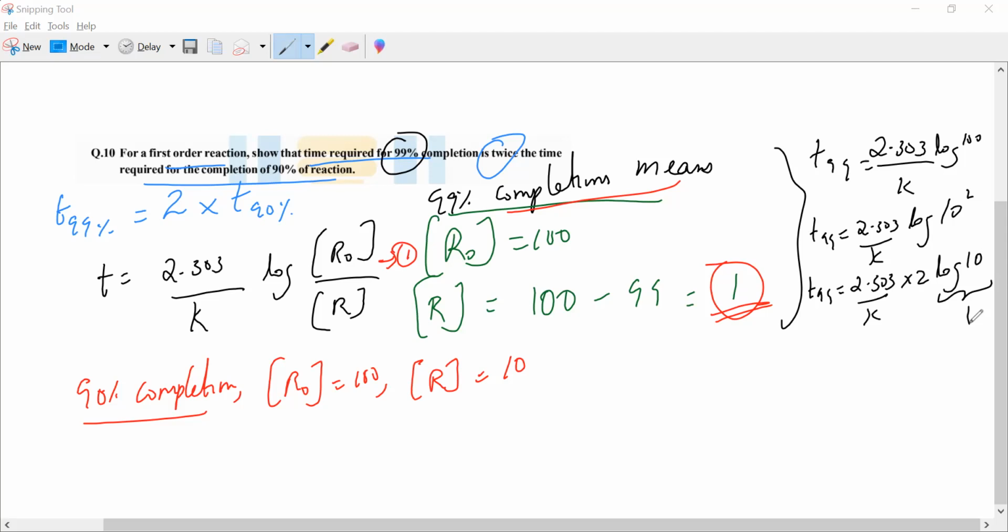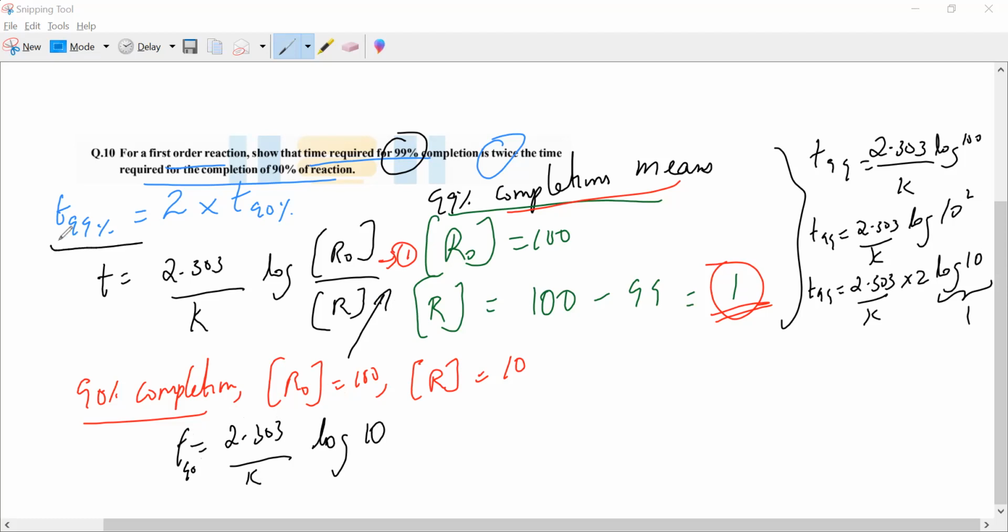Now for 90% completion, similarly, I'll substitute in equation 1. So again here T is equal to 2.303 by K. This is for T90. Log of 100 by 10. That is log 10. That is 1.